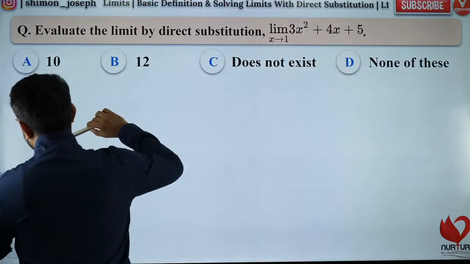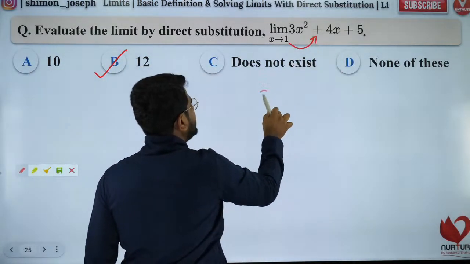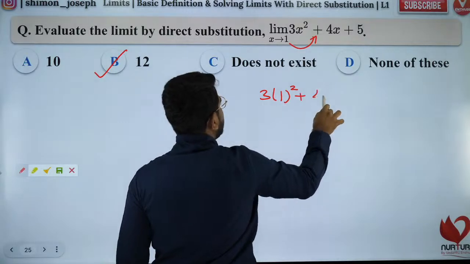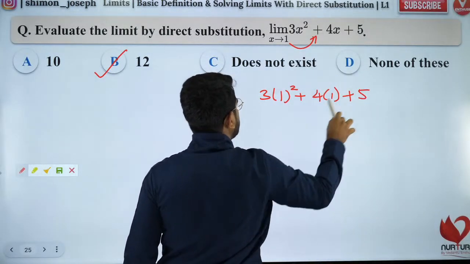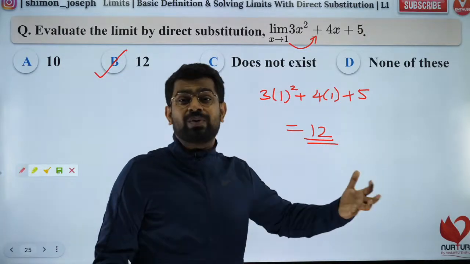So people, the answer is option B. I hope all of you have got it. How do you do it? Directly put the value. 3 into 1 square plus 4 into 1 plus 5. So this is going to be 12. And that is my answer. This is why direct substitution is very easy.